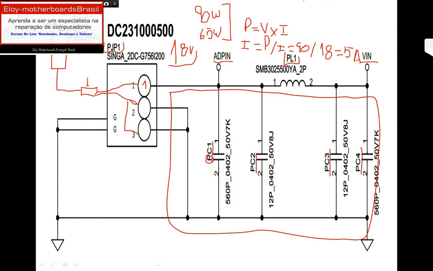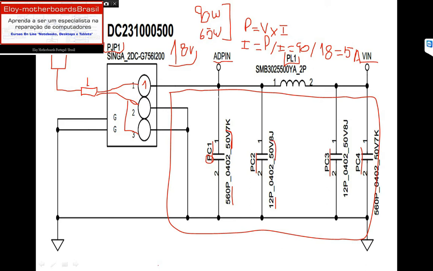So pin number 1 of our DC jack is the input pin. Pin number 2 and pin number 3 are the GND. We have the capacitors PC1, PC2, inductor PL1, capacitor PC3 and capacitor PC4. Here we have 560 picofarads. This P is pico, and this is 50 volts. The same right here, 12 picofarads, 50 volts.